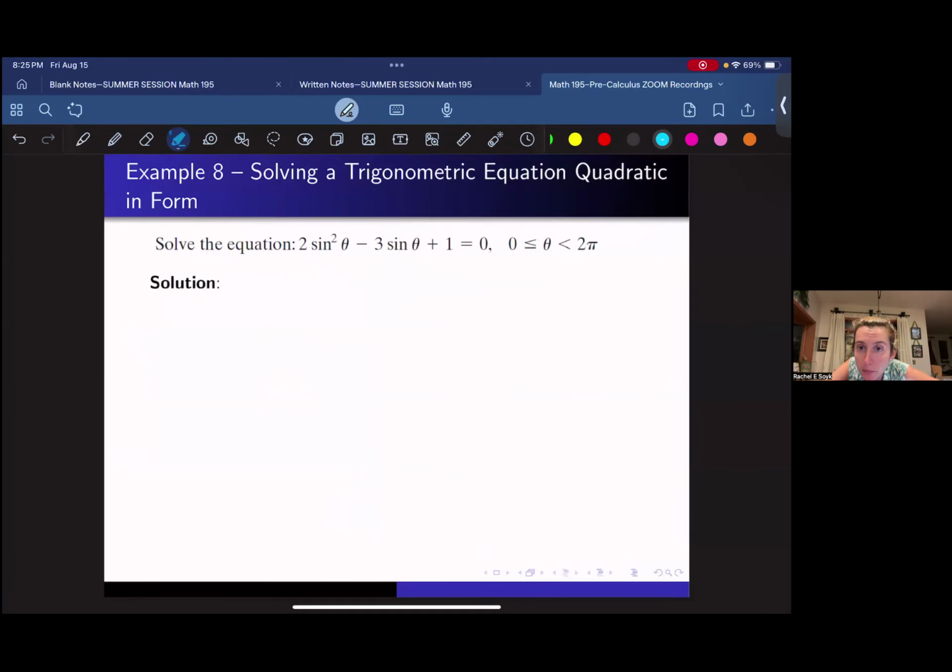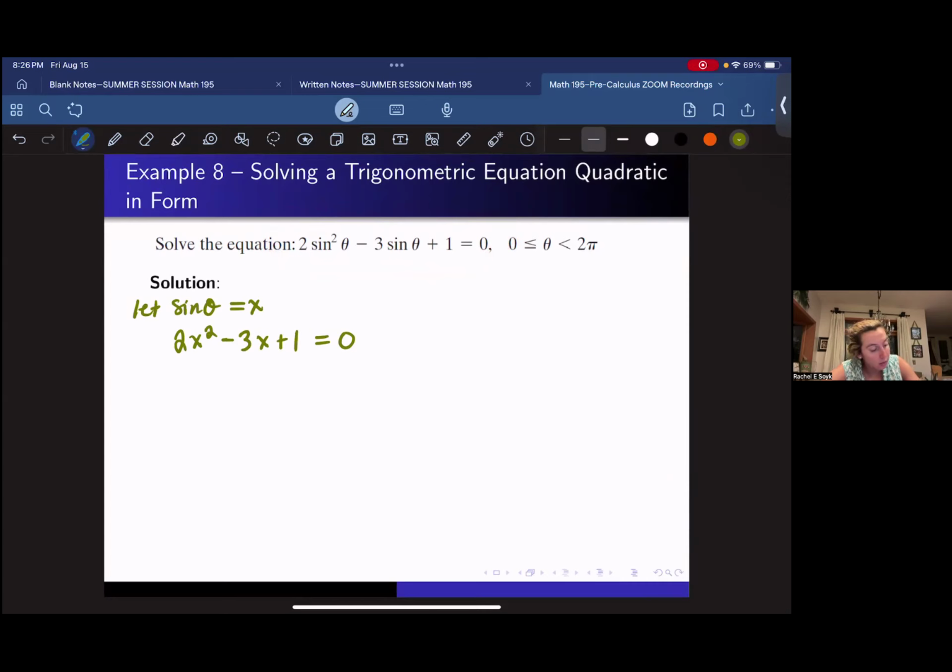Okay. So we're asked to solve example 8, 2 sine squared theta minus 3 sine theta plus 1 is equal to 0. And so first, straight off the bat, we are going to let our sine theta be equal to x, so that wherever we see a sine theta in our equation, we can replace it with x, and now we're back to our good old quadratic: 2x squared minus 3x plus 1.